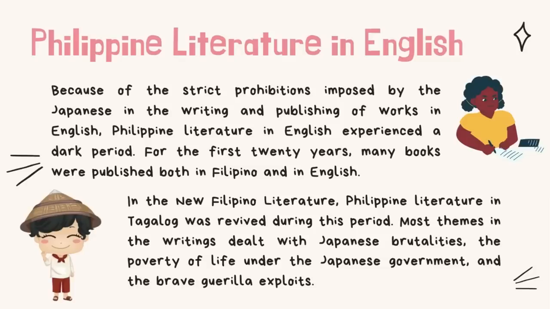Because of the strict prohibitions imposed by the Japanese in the writing and publishing of works in English, Philippine literature in English experienced a dark period. For the first 20 years, many books were published both in Filipino and in English. While in the new Filipino literature, Philippine literature in Tagalog was revived during this period.